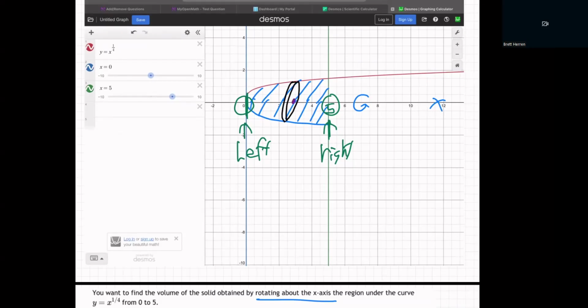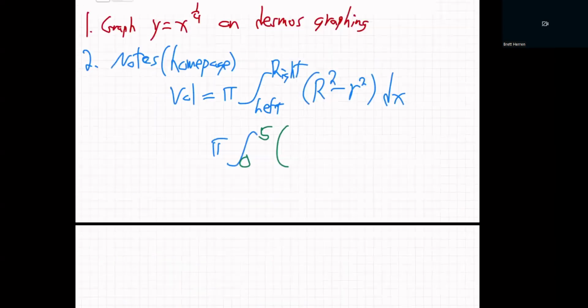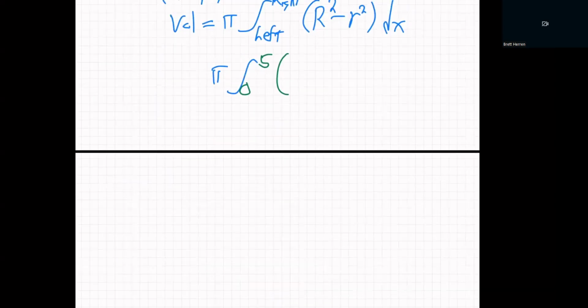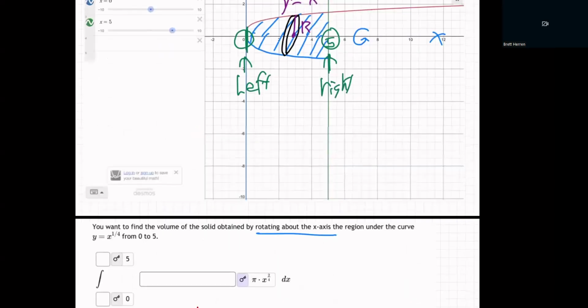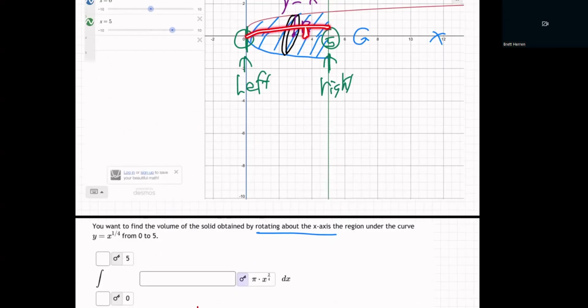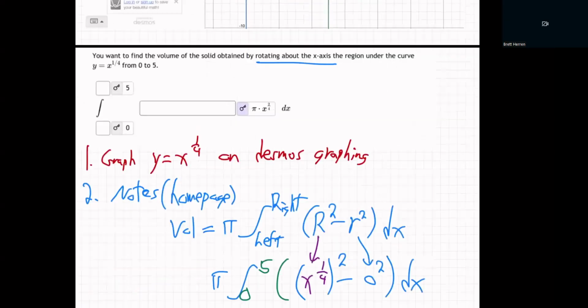What is it? Well, we have the outer radius, capital R. That's how far up to the curve y equals x to the 1/4. That's how far from the x-axis up there. There it is. Capital R is x to the 1/4. But then that is squared, minus the little r, which is 0 squared, dx. Why is little r 0? Because there's no inner, we don't have a second function and a little inner radius. We don't have that. So it's just 0. And so there it is.